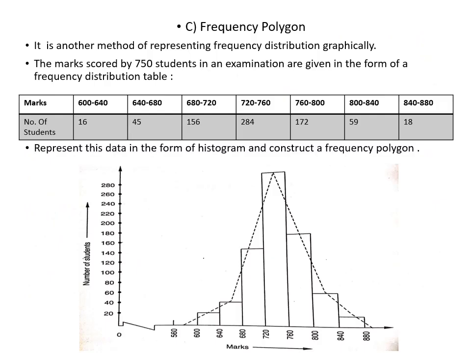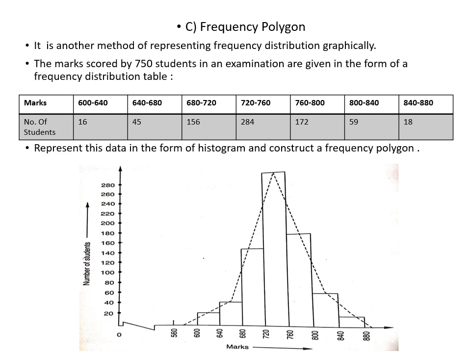Now in the third graphical representation, we have seen two: one is the bar graph, the second is the histogram with uniform width and varying width. Now in the third graphical representation, we will see the frequency polygon. It is also another method of representing a frequency distribution graphically. Here is the example. The marks scored by 750 students in an examination are given in the form of a frequency distribution table, and we have to represent it first in the form of a histogram and then construct a frequency polygon.